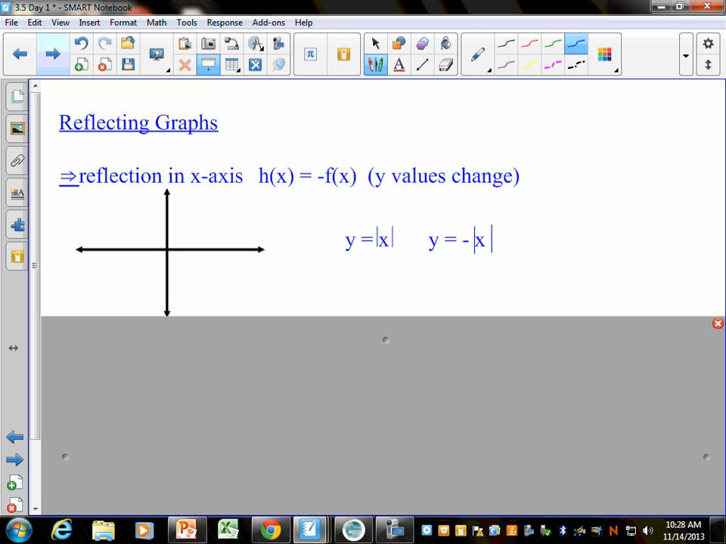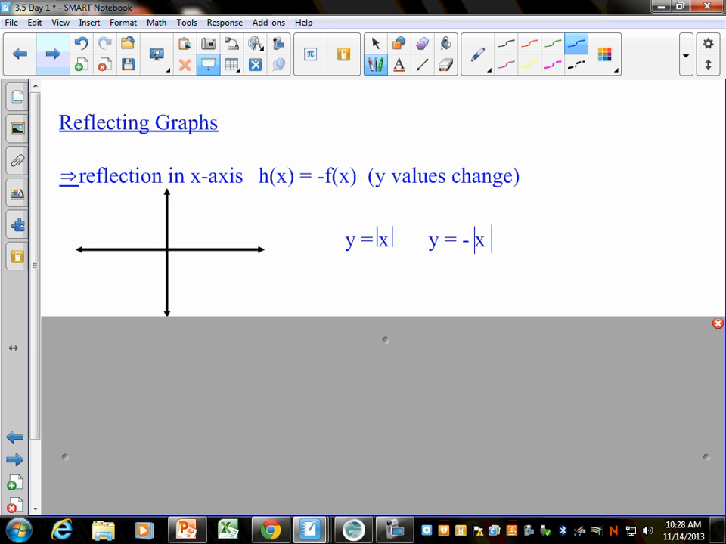If you put a negative in your function somewhere, that's going to be a reflection. We're reflecting over the x-axis, we're reflecting over the y-axis. If you forget which is which, you can always pick a point and see what's happening. But if you put a negative out in front of your function, so negative f of x, then that means that it is going to flip over the x-axis. And I always think about, that means your y values are changing. You pick the same x values, but now your y values are all negative.